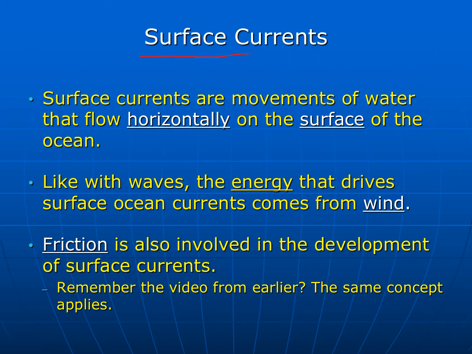So surface currents. Surface currents are movements of water that flow horizontally, this way, on the surface of the ocean. Like waves, the energy that drives the surface ocean's currents comes from wind. Our currents come from wind. Friction is also involved in the development of surface currents.